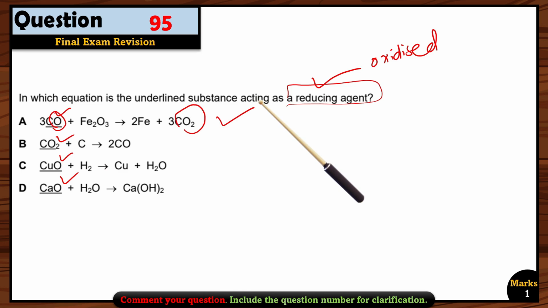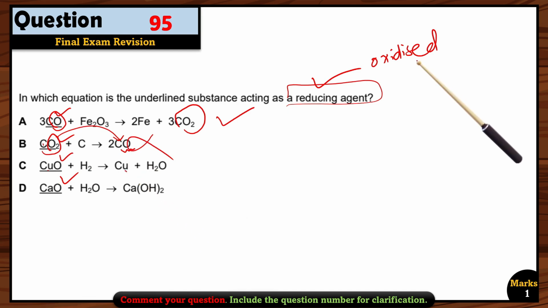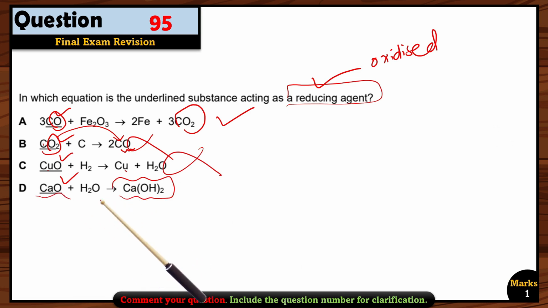But if you still want to look at other options, we can see them one by one. Carbon dioxide has two oxygen here, but now it has one. What does it mean? The loss of oxygen. Loss of oxygen means reduction. So anything that is reduced is actually an oxidizing agent, not a reducing agent. So that option is wrong. Copper oxide is reduced, not oxidized. Again wrong. Calcium oxide, again it is not oxidized.